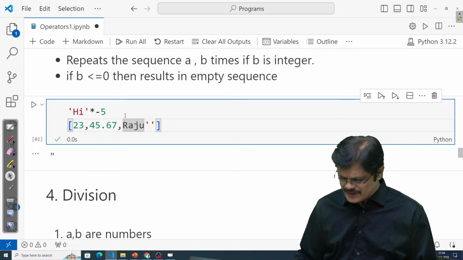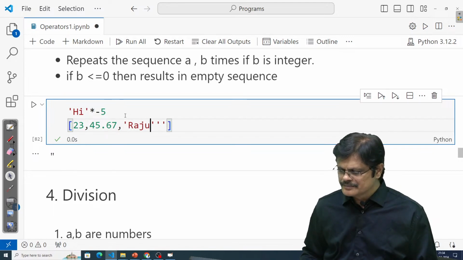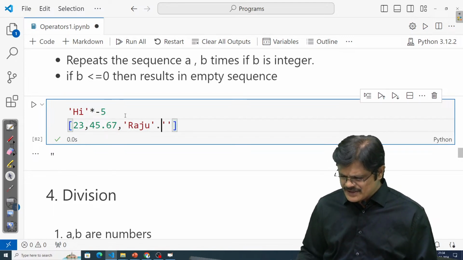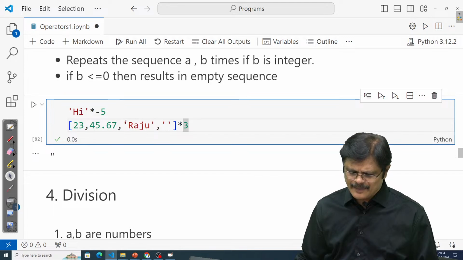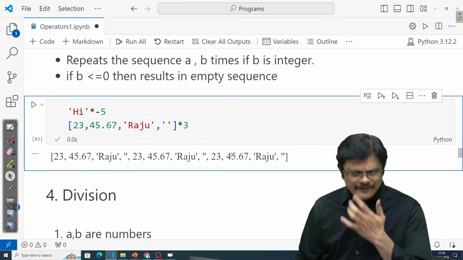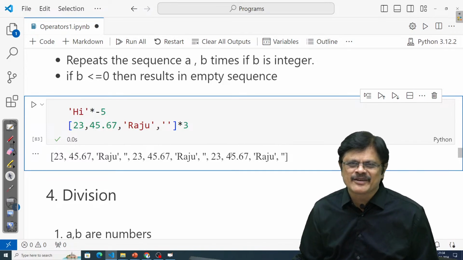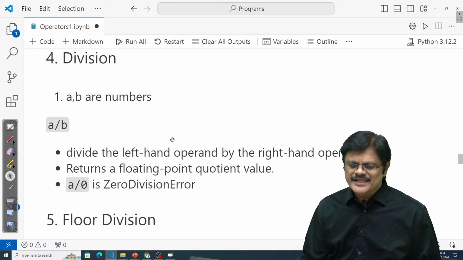Okay, you can try this for a list. Sorry, there's a printing error. Can I have an empty string in this? Obviously. So this I want to multiply 3 times. What happens? The same sequence is repeated 3 times. You can do it for tuple, you can do it for any other sequence type, my dear friend, except for range. Please note that.